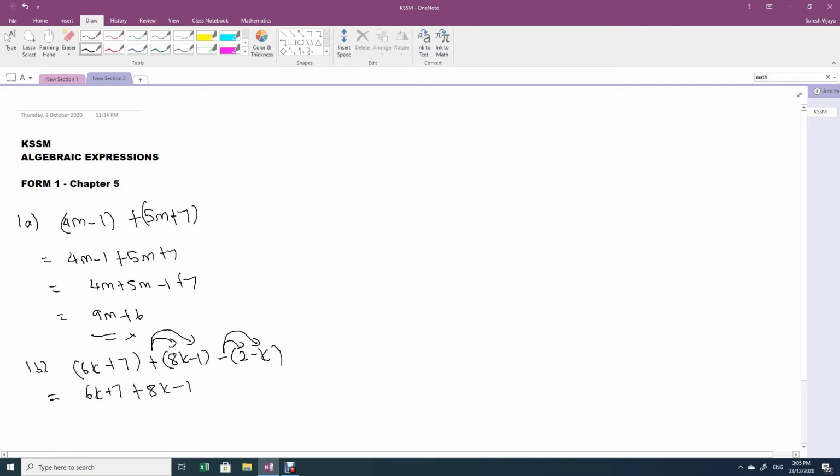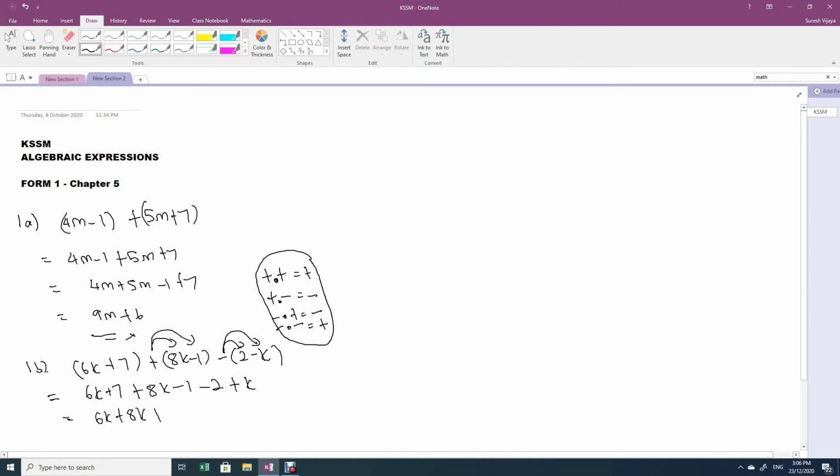The other one will be minus times 2 will be minus 2, minus times minus k will be plus k. Remember to use the correct multiplication. Plus times plus will be plus, plus times minus will be minus. Minus times plus will be minus, and minus times minus will be plus. That's why when we have minus 2 minus times minus k, we have plus k. These are some of the basic rules that you need to know to solve addition and subtraction problems.